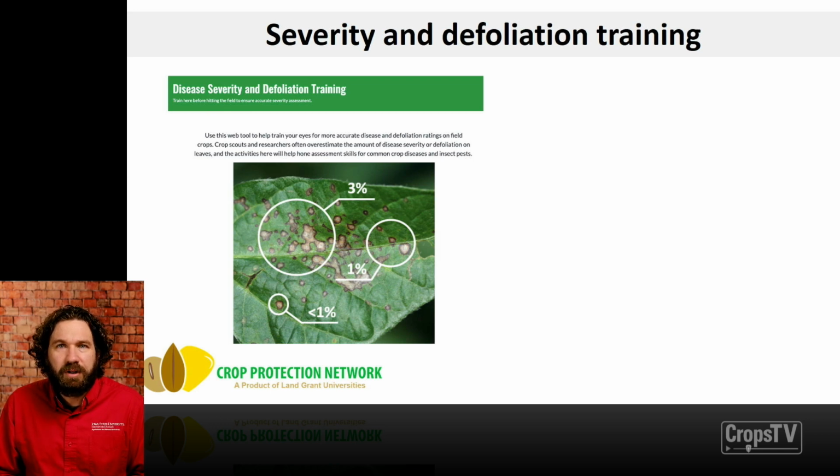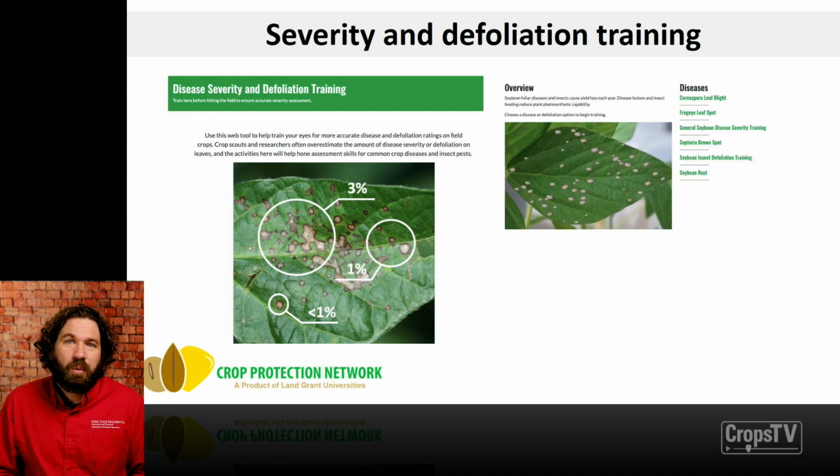This is a severity training, which is essentially exactly what it says. One of the things that we want to do is help people as they go out into the field to figure out how sick those plants are. So one of the things that we have is a tool that gives you an idea of training yourself on how severe or how much disease is on a particular leaf.